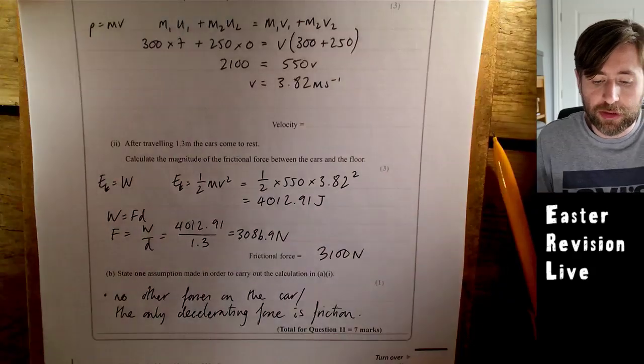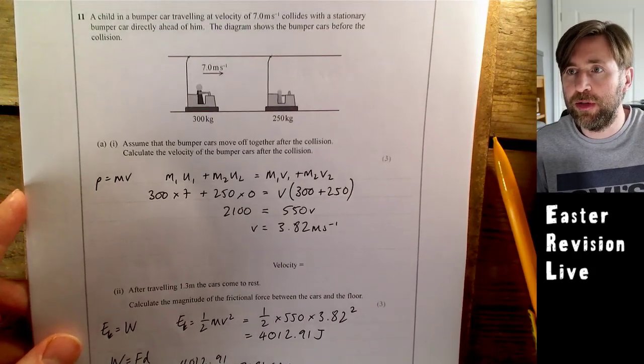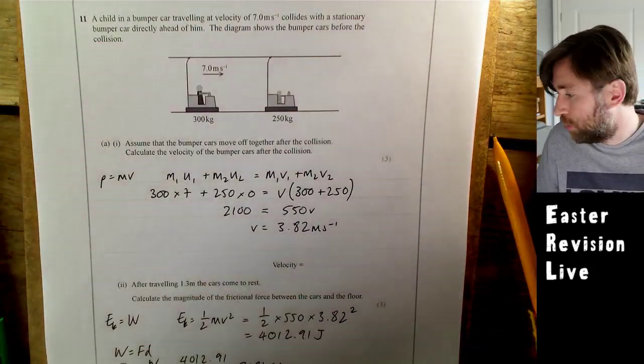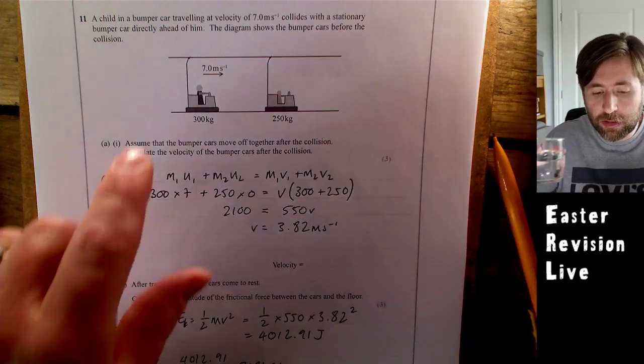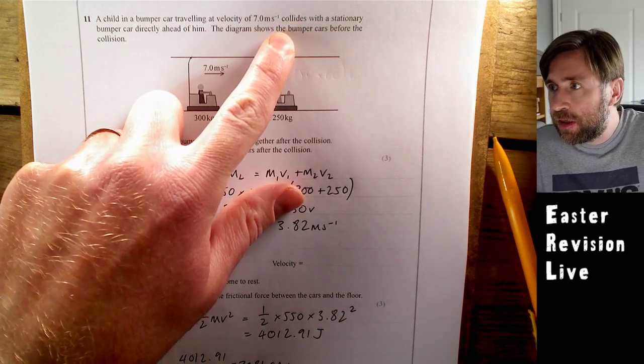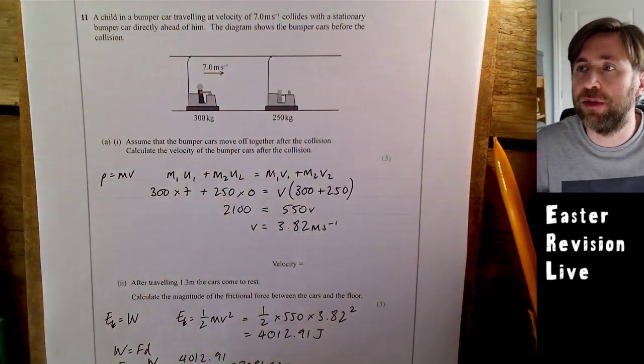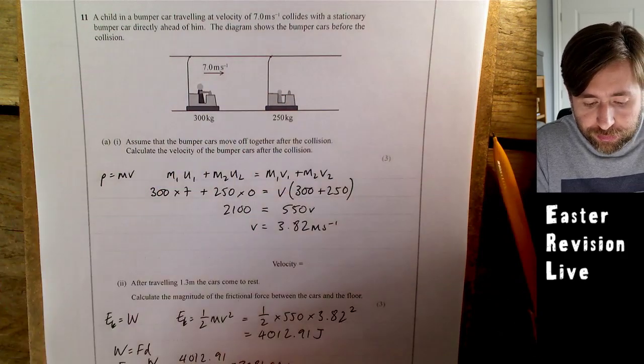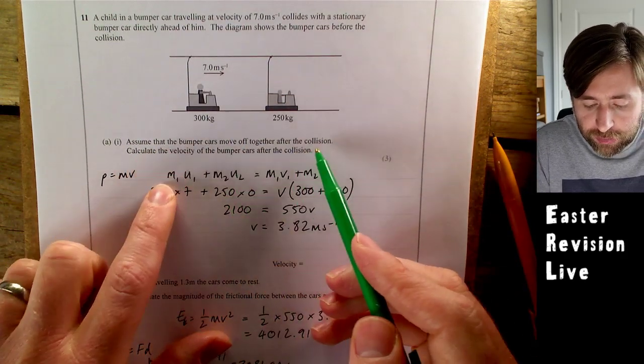Right, moving on. So earlier on, somebody asked about momentum. So here's a nice momentum question just for good practice. A child in a bumper car travelling at a velocity of 7 meters per second collides with a stationary bumper car directly ahead of them. The diagram shows the bumper cars before the collision. So assume the bumper cars move off together after the collision.